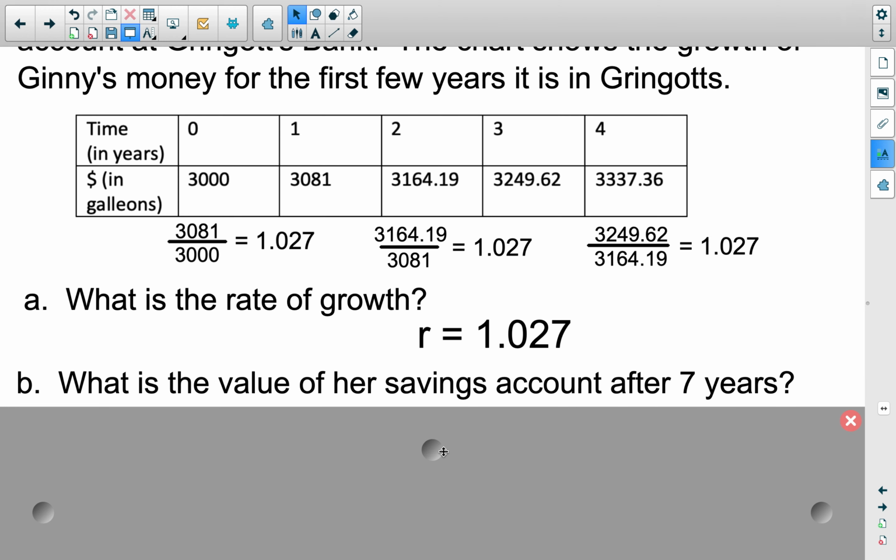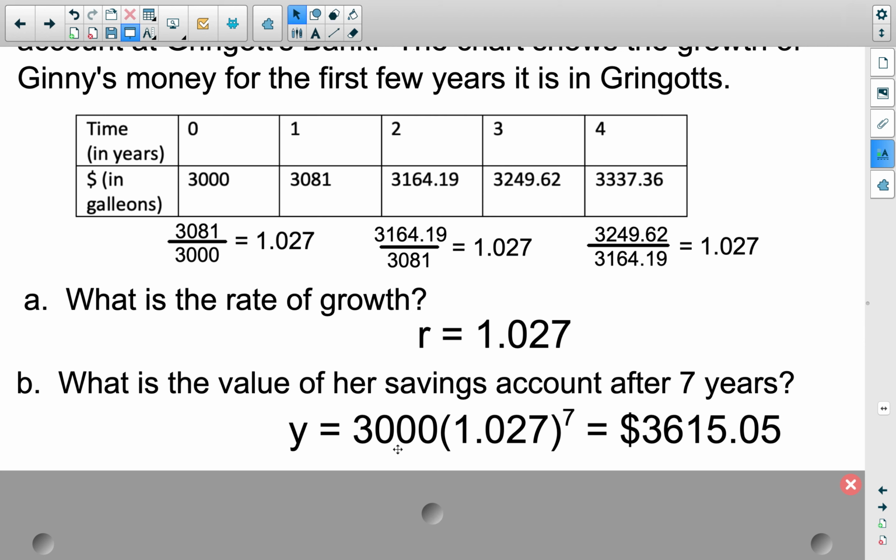Okay, and then what is the value of her savings account after 7 years? Now we're looking at y equals a times b to the x. So what was her initial amount? That's what she put in at time 0. So that would be $3,000. That's your a, times your growth rate, which we just calculated, raised to 7 years in time, and you will get how much money she has after 7 years. And you can kind of tell that that's going to follow the pattern. Seems logical.